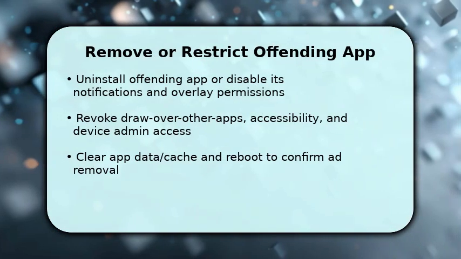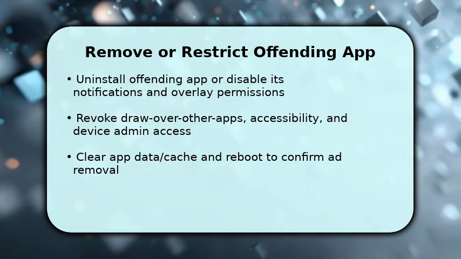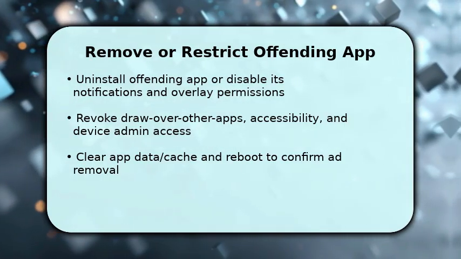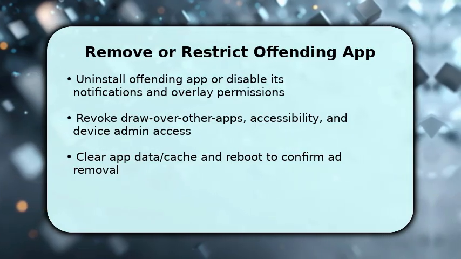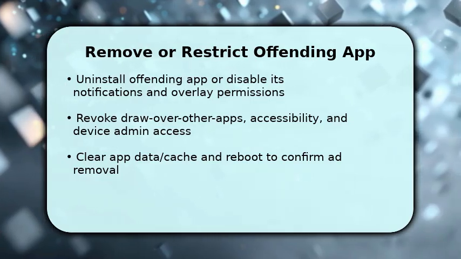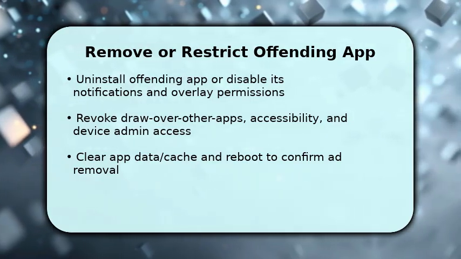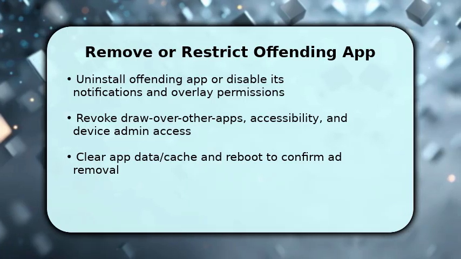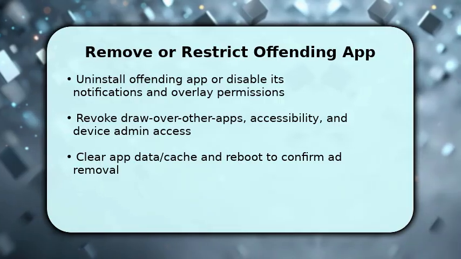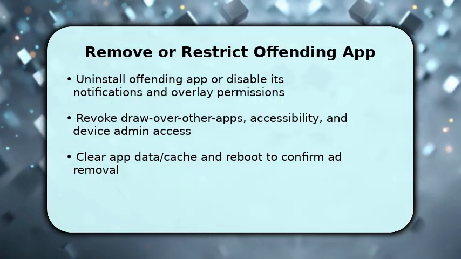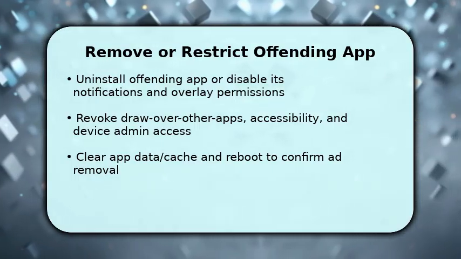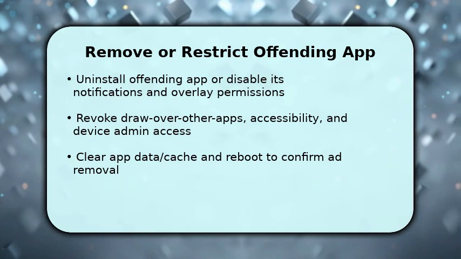You now act on the identified app. Uninstall if it's non-essential or malicious, because removal stops ads at the root. If uninstall isn't possible, open app settings and revoke overlay, notification, accessibility, and device admin permissions. Those are common ways ads show on home screens. Clear the app's cache and data to remove stored ad configuration, then reboot the device to ensure changes take effect. Make sure to repeat permission checks for similar apps and keep only trusted apps with necessary privileges.